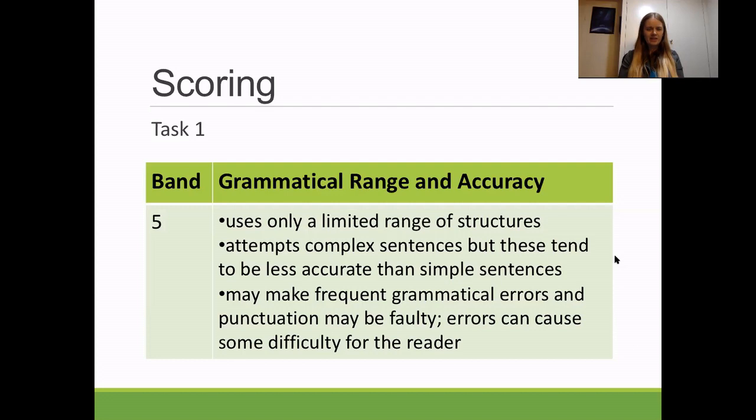For band 5, you're using a limited range of structures. You're trying complex sentences, but they're not very accurate compared to your simple sentences. And you might make frequent grammatical errors, or your punctuation may be incorrect, and this can start to cause some difficulty for the reader. So you're starting to confuse them with the mistakes that you're making.